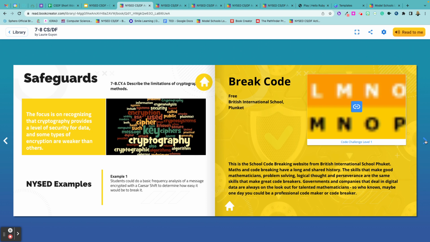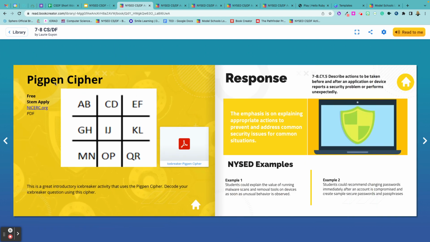The final one in safeguards is to describe the limitations of cryptography methods. So cryptography is a great one for your students to be exposed to. They love to learn about encryption. They love to learn about different ways that you can code or decode different activities. This isn't talking about code like when we're talking about it with computational thinking. We're thinking of it here as maybe some sort of using letters instead of numbers, or numbers instead of letters, that you would do to help kind of hide what it is you're saying. Think of it like secret messages. There's an example of a cipher. A pigpen cipher is really fun for kids.